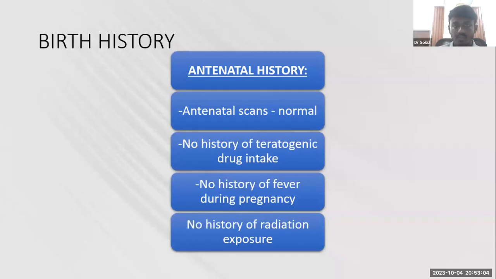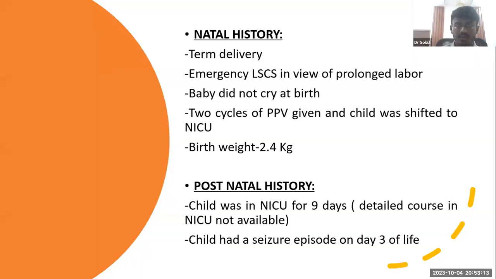Previous course outside: antenatal history, antenatal scans were normal, no history of teratogenic drug intake, no history of fever during pregnancy, no history of radiation exposure. Natal history: it was a term delivery, emergency LSCS in view of prolonged labor. Baby did not cry at birth. Two cycles of PPV were required and the baby was admitted in NICU. Postnatal history: child was in NICU for 9 days. Details were not available. Child had a seizure episode on day 3 of life.